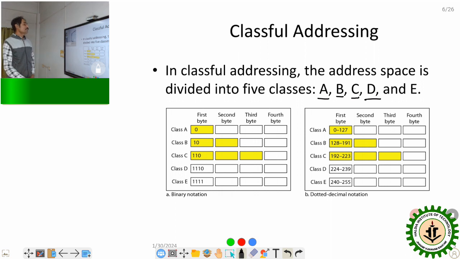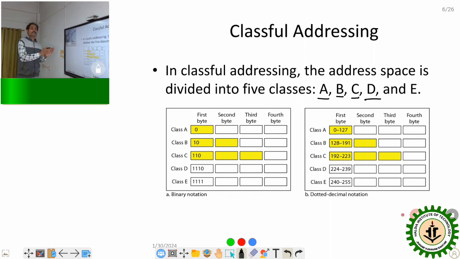The speciality of this addressing is how we can identify class A, class B, class C, and what their uses are. In class A, the first byte is the network address and the remaining 3 bytes are the host address. It is a two-level hierarchy.